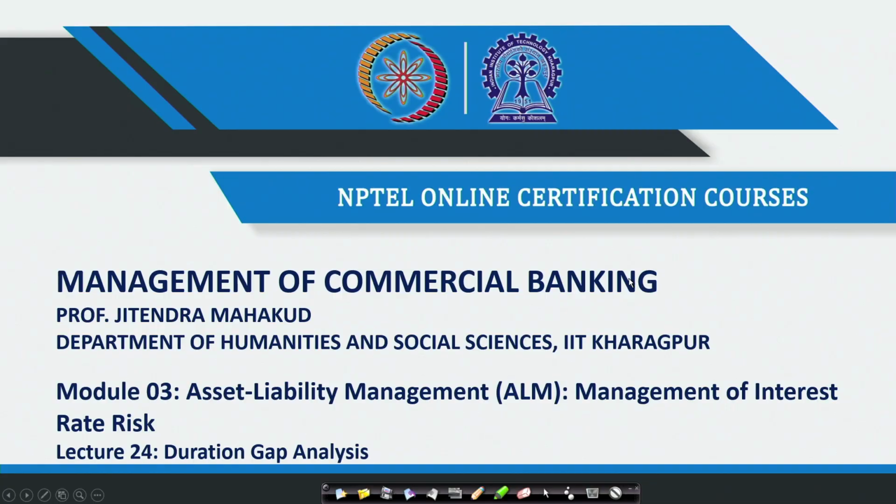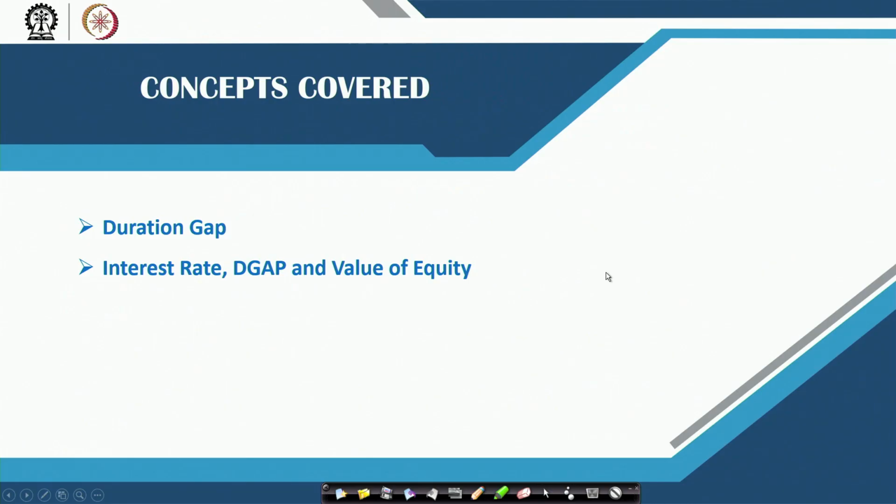So, whenever the net worth concept comes, the dollar gap analysis or the earning sensitivity analysis, whatever we have discussed, is not trying to analyze the significance of the valuation of the shareholders or the equity valuation of the particular bank stocks, which is very much required for maximizing the shareholders value. In this context, we have another concept, which is called the duration gap analysis.